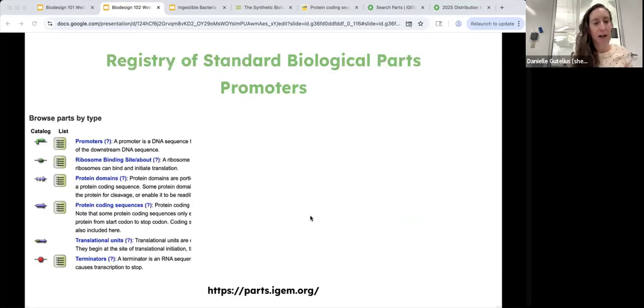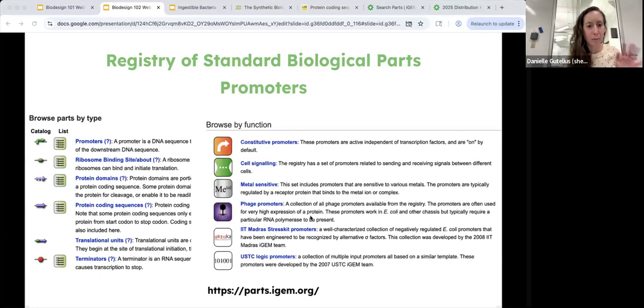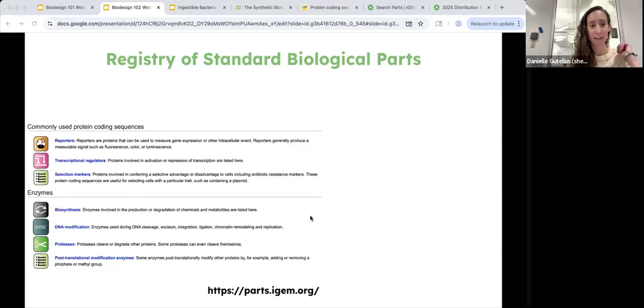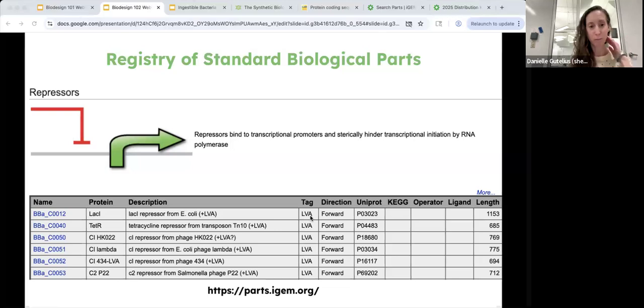So for example, you would see a list like this. So you can search for promoters, ribosome binding sites, protein domains, protein coding sequences, all that stuff. Let's say we want to look at promoters. Here are your options. You can click on constitutive promoters. You can look for metal sensitive promoters, like for our arsenic one. It's all there, okay? Protein coding sequences. If you click on that one of the options is transcriptional regulators, like repressors, right? So you can actually search just for repressors and it'll give you a list, okay?